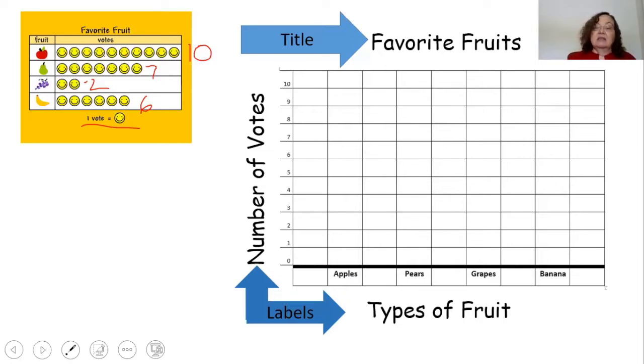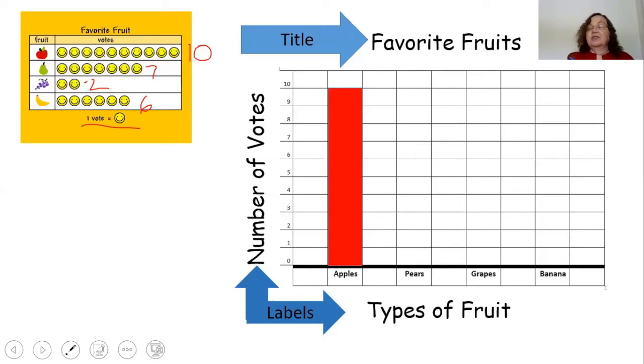But now I need to look at the scale. Here, my scale on this side is in 1s. So I have 1, 2, 3, 4, 5, 6, 7, 8, 9, 10. And then up here would have been 11. So for the apples, I'm going to have to go up 10. 1, 2, 3, 4, 5, 6, 7, 8, 9, 10, and I'm going to draw a line in there. That shows apples have 10 votes.